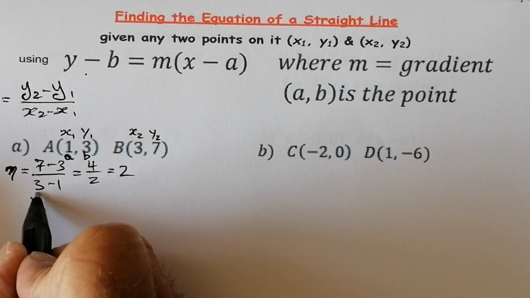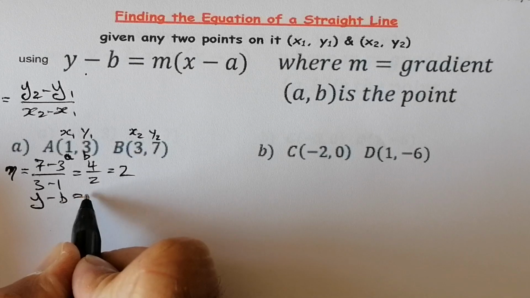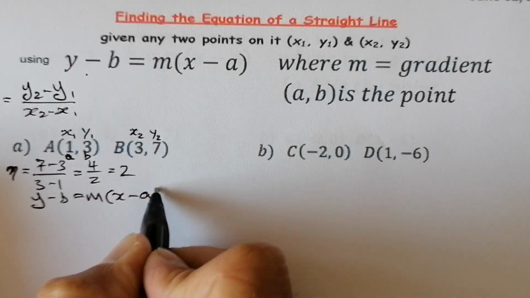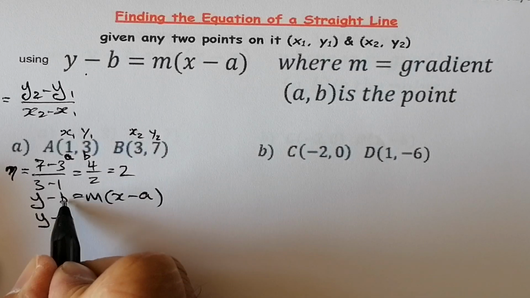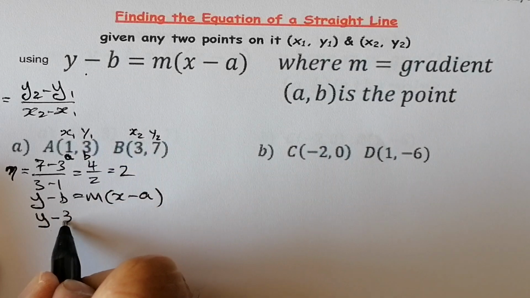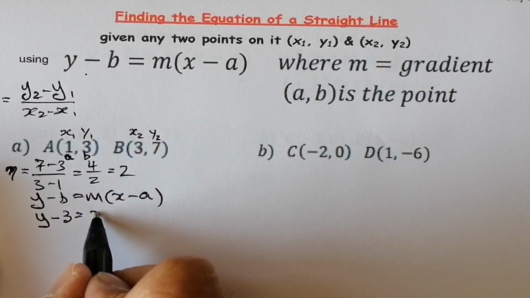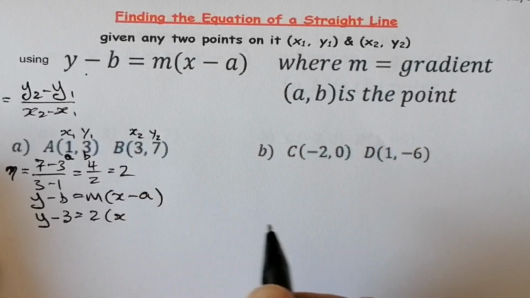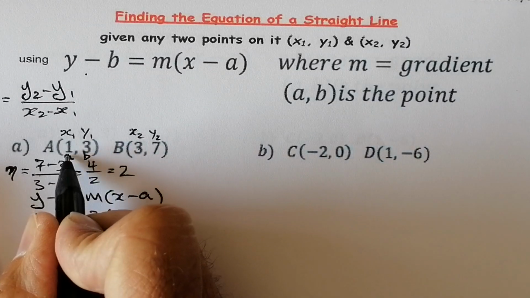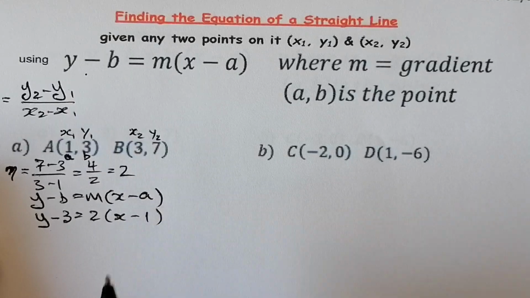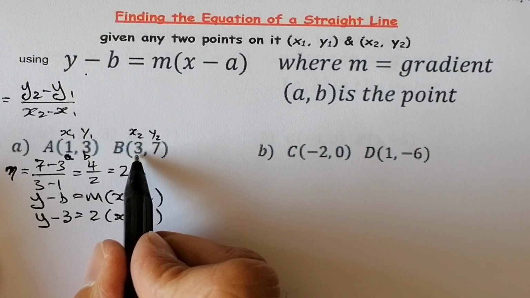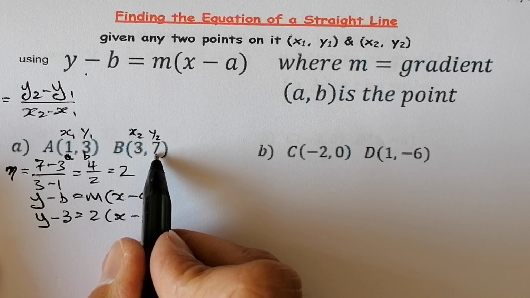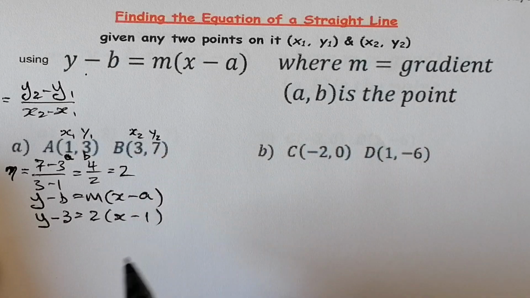Let's go for it. So I'll write down the equation first. Y minus b equals m(x minus a). What I'm going to do is substitute my values in. So y minus whatever b is, so b is 3. My gradient I worked out was 2, x is x, and the a value is the 1, okay? And it doesn't matter if I use this point as a and b here, A would be 3, B would be 7, and from there the same equation will work out at the end of the day.